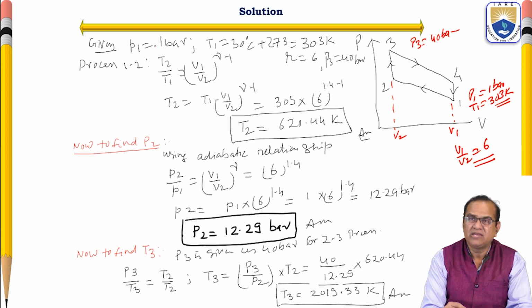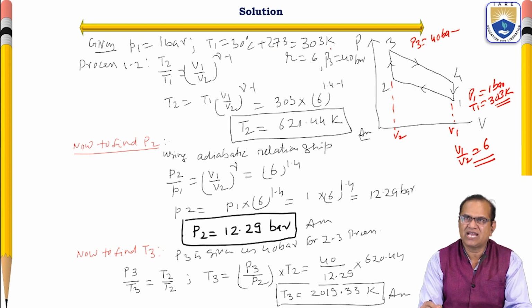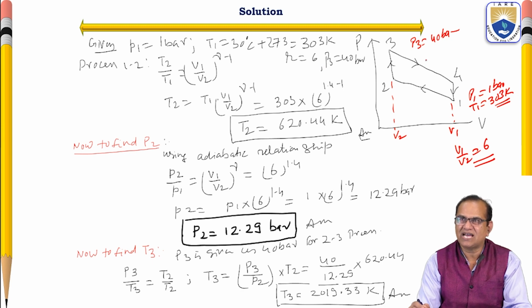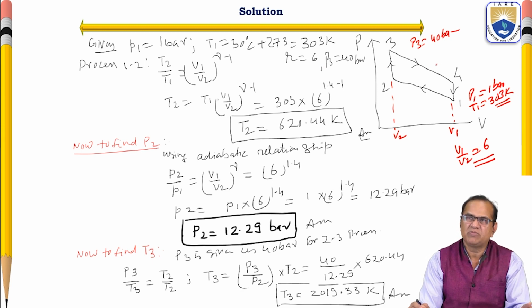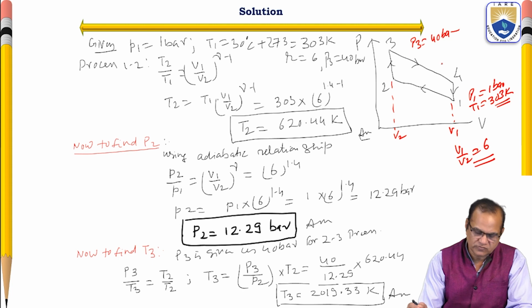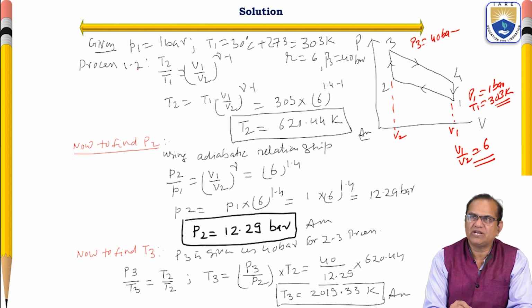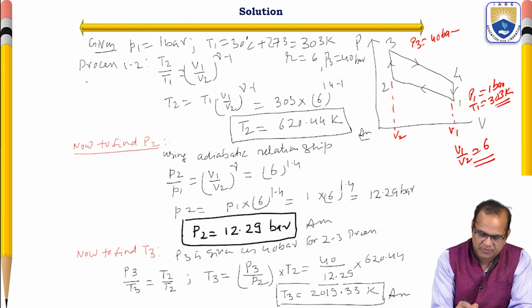Given P1 is equal to 1 bar, T1 is equal to 30 degrees centigrade plus 273, 303 Kelvin, r is equal to 6, P3 is equal to 40 bar. All these things I have shown in this PV diagram. So here process 1 to 2 is an isentropic process, isentropic compression.